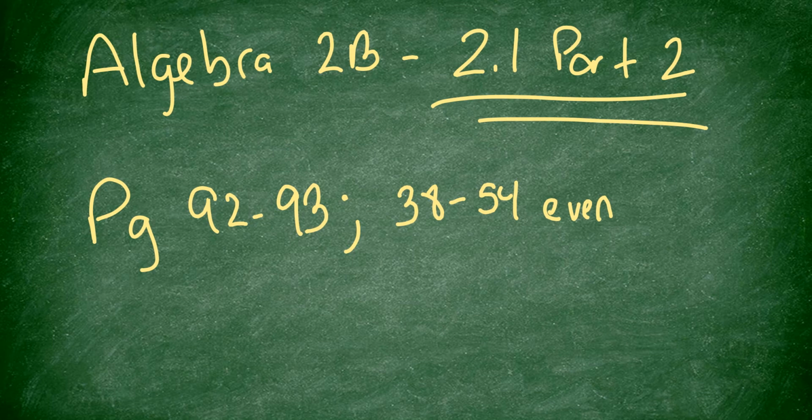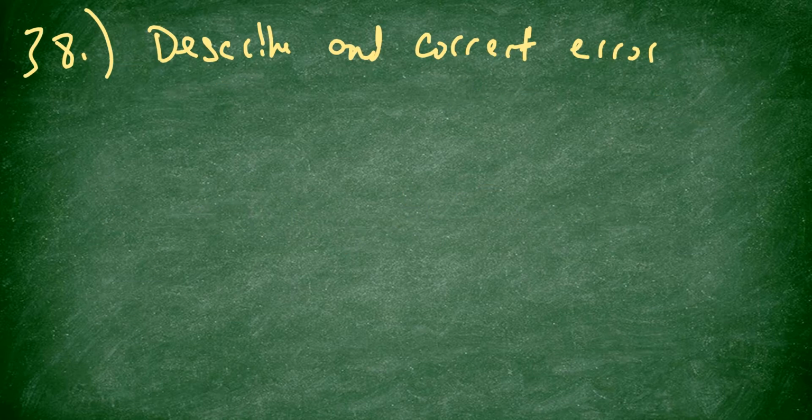Alright, today we're going to go over 2.1 part 2. It's pages 92 and 93, 38 to 54 even. Alright, we'll start with 38. Number 38 says describe and correct the error.